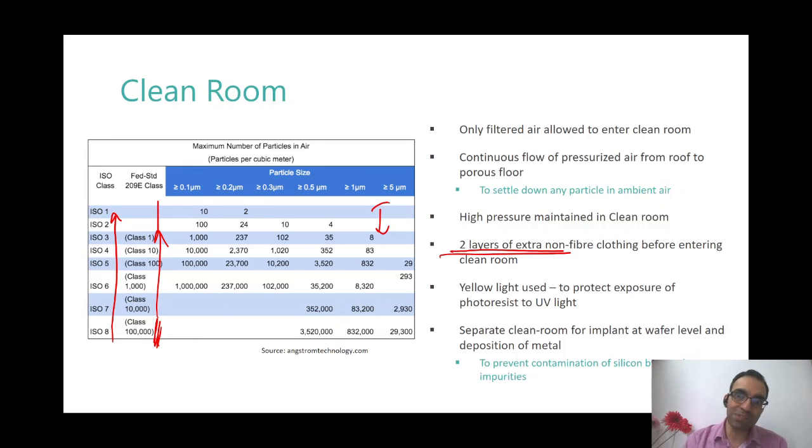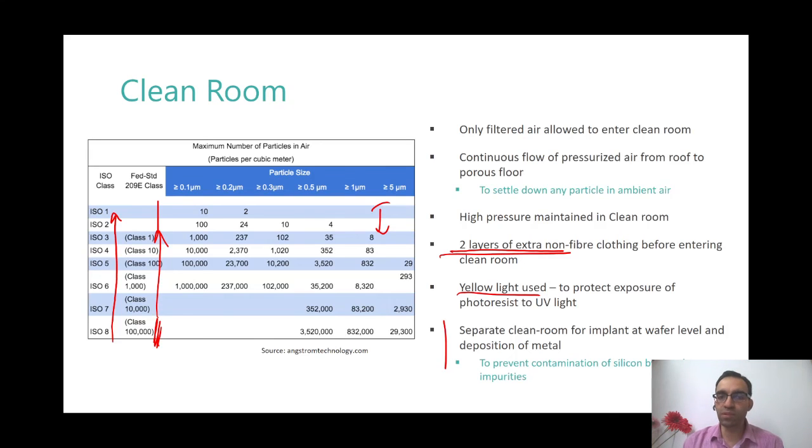A very high pressure is maintained inside the clean room, so that even if you open the door, because of the high pressure, the air would come out of the clean room and not enter. So no dust can enter into the clean room from outside. Yellow light is used so that even by accident, you do not expose any photoresist or anything. And as I already mentioned, there is a separate clean room for implant at wafer level and deposition of copper.